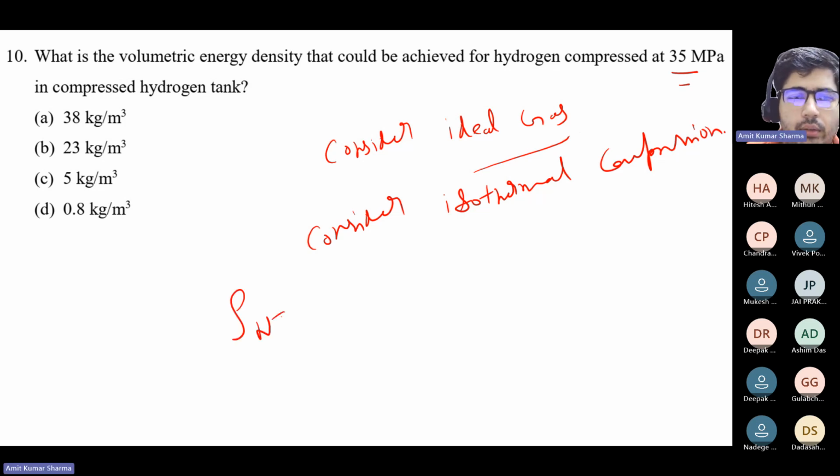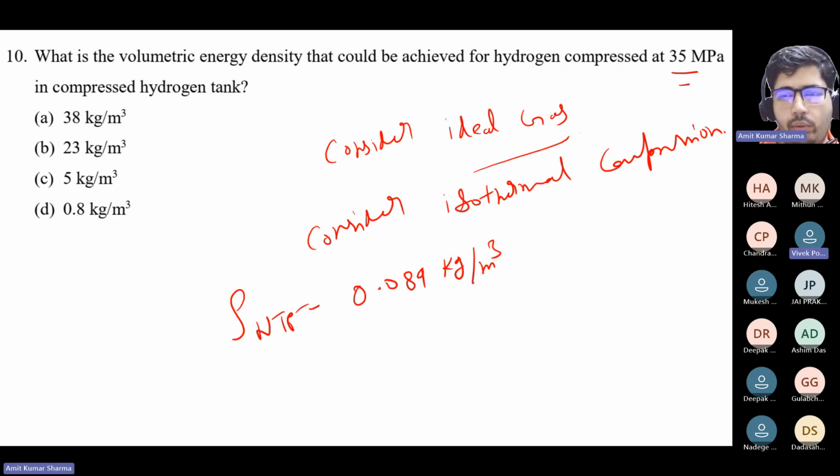Now let me know the density. Density at NTP is how much? 0.089. Okay, so I have given you some data. Now calculate the density considering ideal gas behavior.